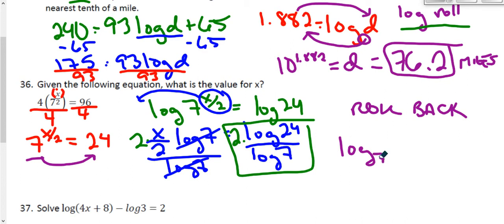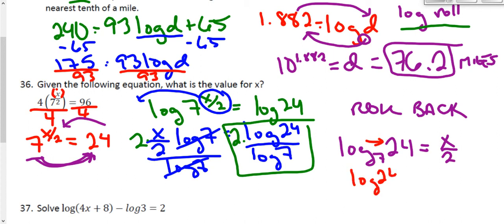Log base 7 of the number inside on the other side of my equal sign, so of 24, and it's going to equal the number in my exponent, x over 2. So in order to type this in the calculator, I would need to use the change of base formula, which says the log of my top, the bigger number, 24, gets divided by the log of my base. Remember, the base goes to the bottom. We drop the base over the log of 7 equals x over 2.